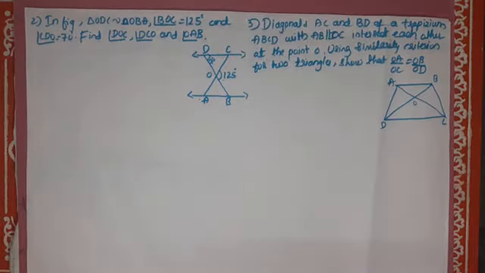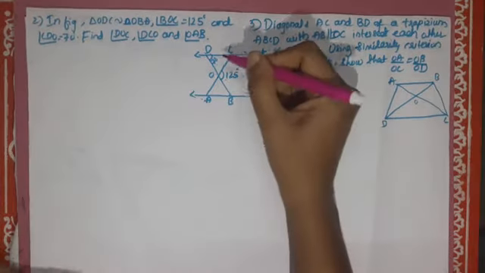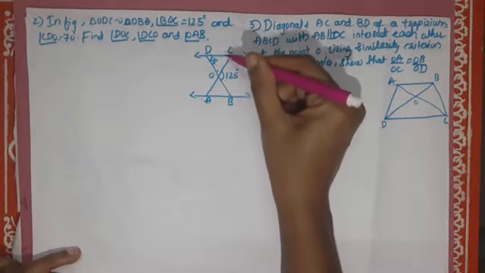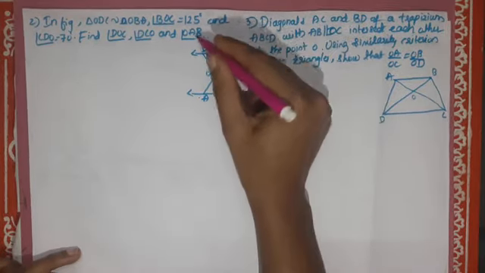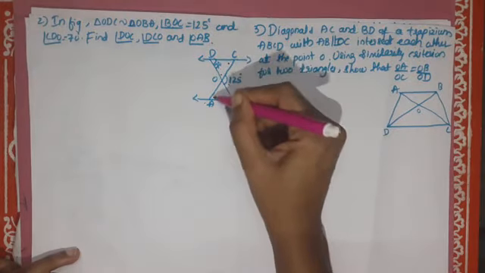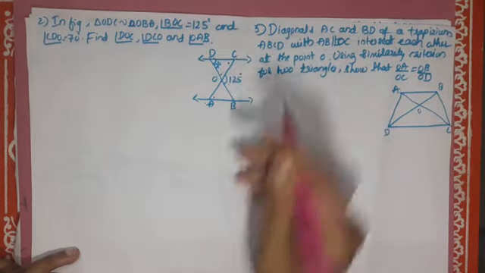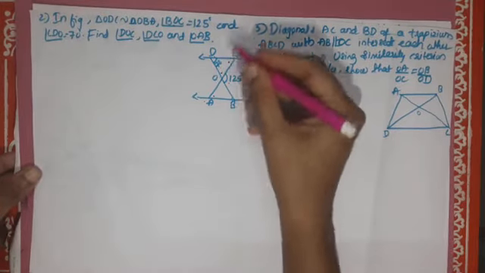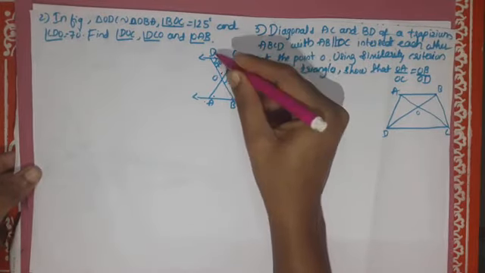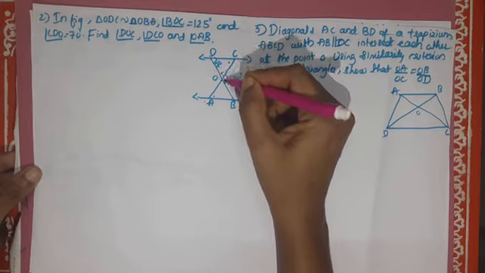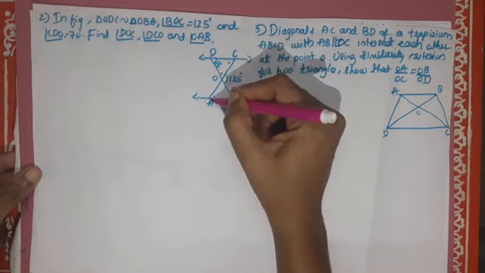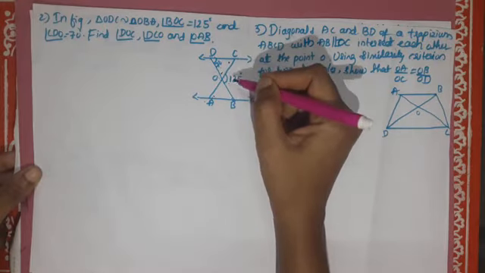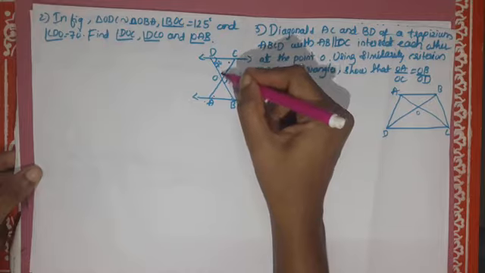Then here find DOC, and DCO, then OAB. We need to find out these three angles. Firstly I will find out this angle, because this is a straight line. DB is a straight line, so there is a transversal. The sum of these two angles is equal to 180, because these two are a linear pair.